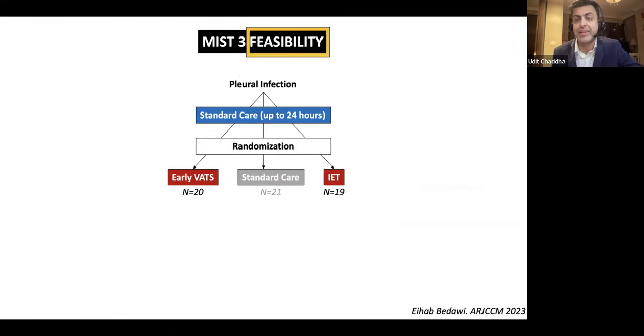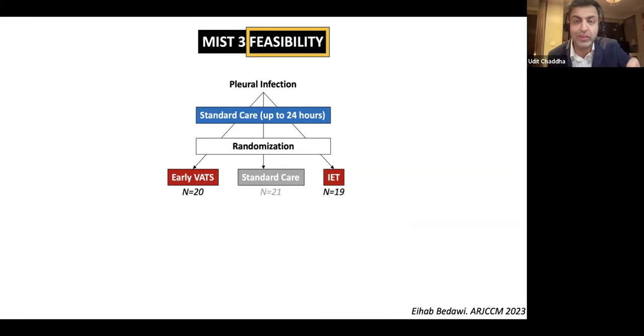This question has really been addressed well in only one study, which is only strictly a feasibility study. So we don't have the right answer yet. But MIST-3, as a feasibility study, did assess, after 24 hours of standard care, randomizing patients to continued standard care, early VATS, or early intrapleural enzyme therapy.